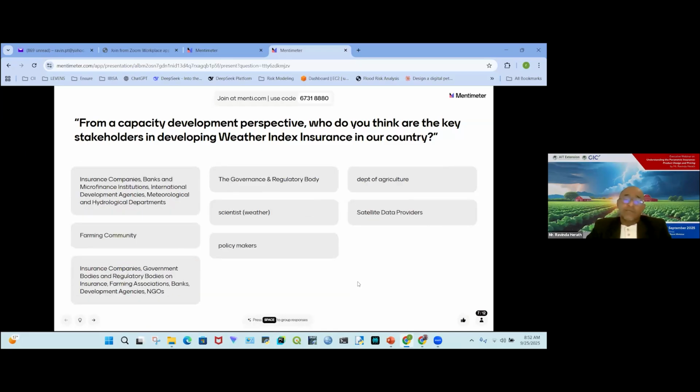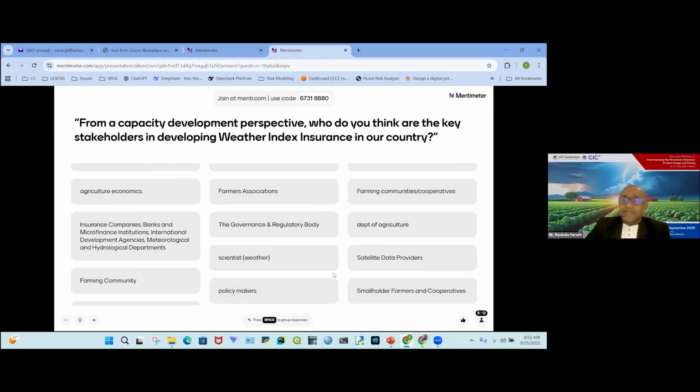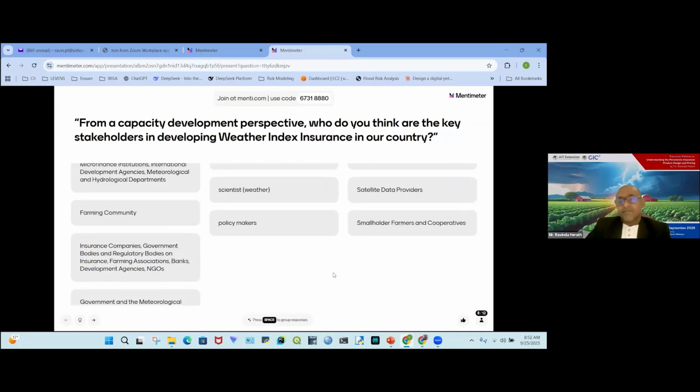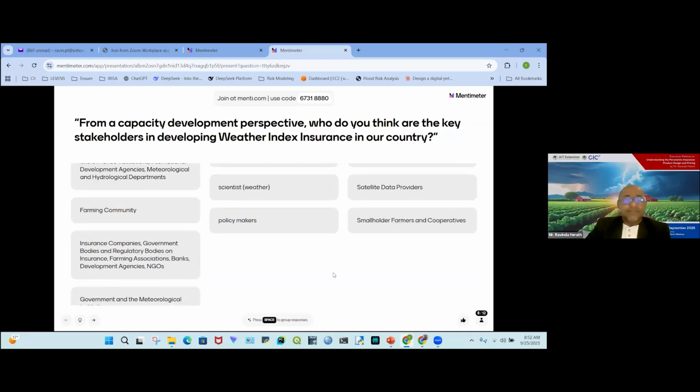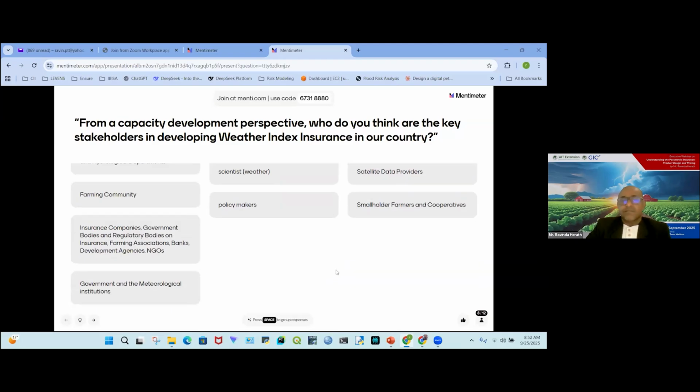The policymakers, yeah, from again, it's government. The insurance company, yes, government and regulatory bodies. Yeah, but I think one key stakeholder is missing: the smallholder farmers and cooperatives. Yeah, of course. Yeah, you have given more informative answers, and also a good touch on the stakeholder side.